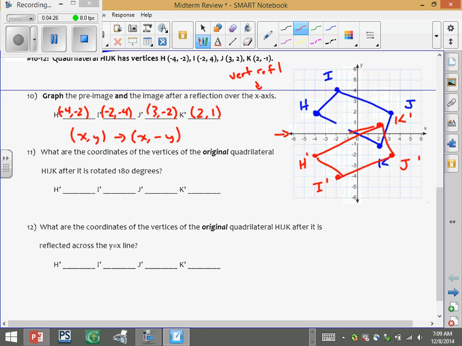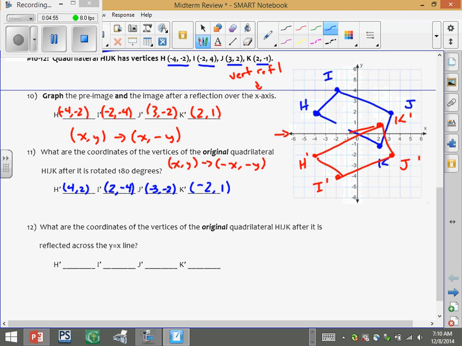So we'll just follow our rules here. What are the coordinates after it is rotated 180 degrees? Remember our rule: (x, y), we don't change places, we just change to the opposite signs. So (negative 4, negative 2) will turn into (4, 2). (Negative 2, positive 4) turns into (positive 2, negative 4). (Positive 3, positive 2) will turn into (negative, negative). And then (2, negative 1) will turn into (negative 2, positive 1).